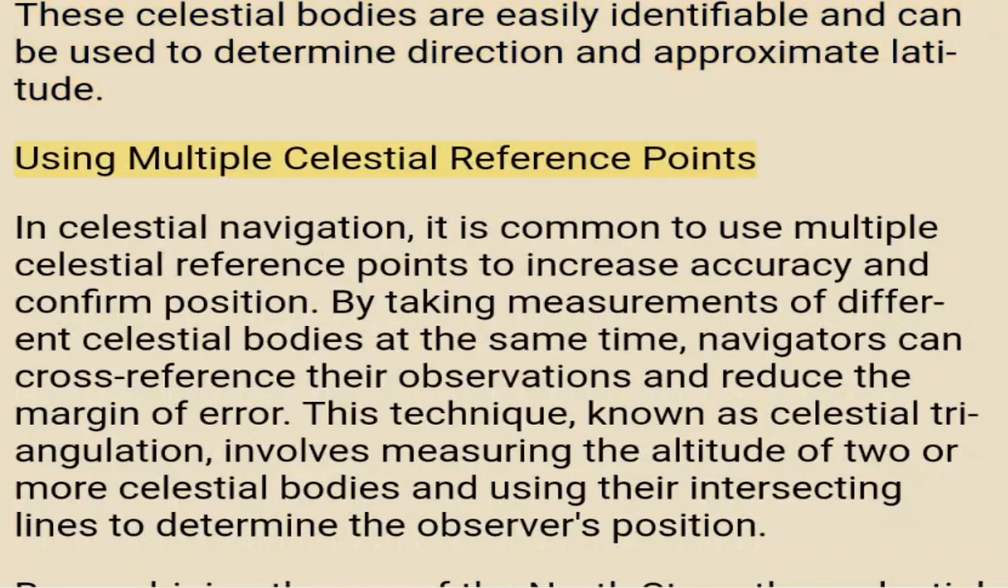Using multiple celestial reference points. In celestial navigation, it is common to use multiple celestial reference points to increase accuracy and confirm position. By taking measurements of different celestial bodies at the same time, navigators can cross-reference their observations and reduce the margin of error. This technique, known as celestial triangulation, involves measuring the altitude of 2 or more celestial bodies and using their intersecting lines to determine the observer's position.